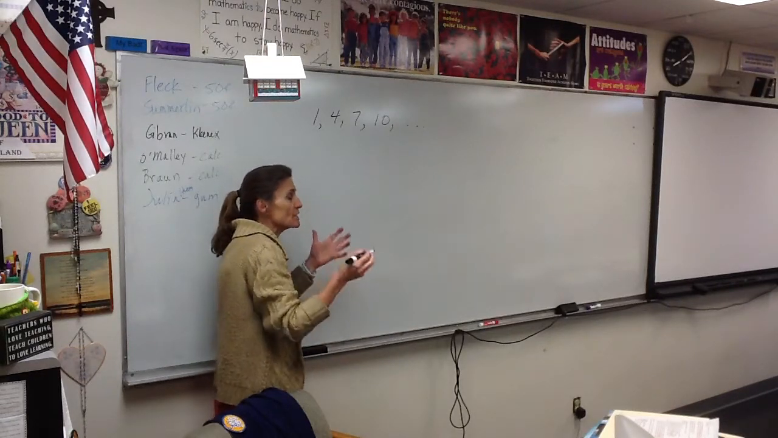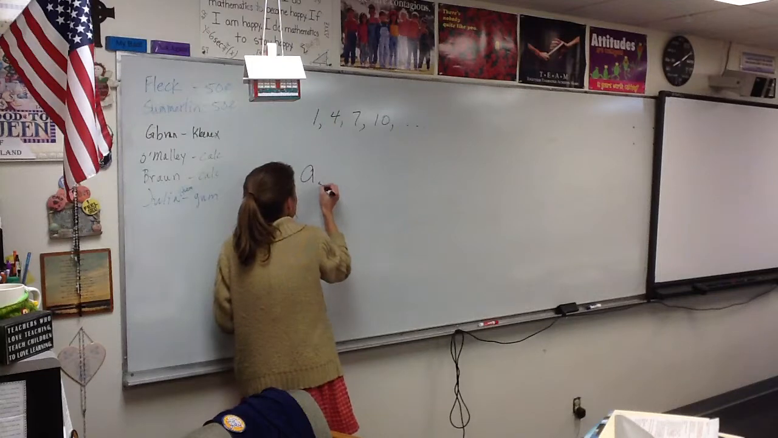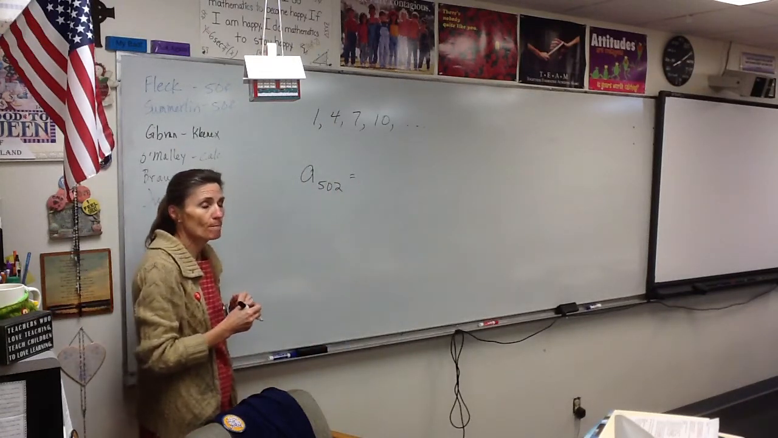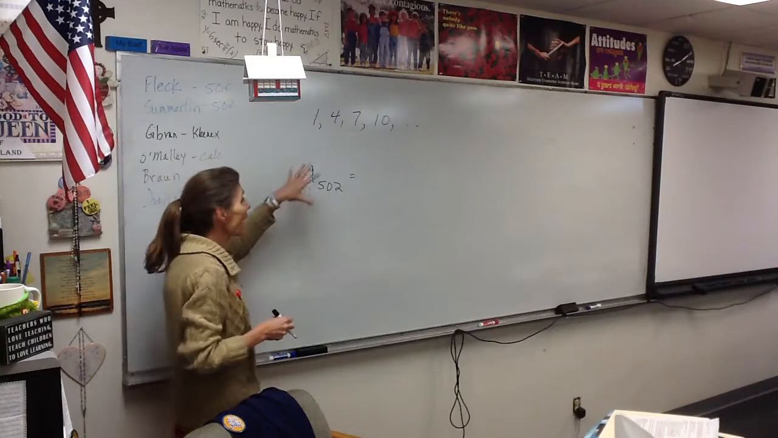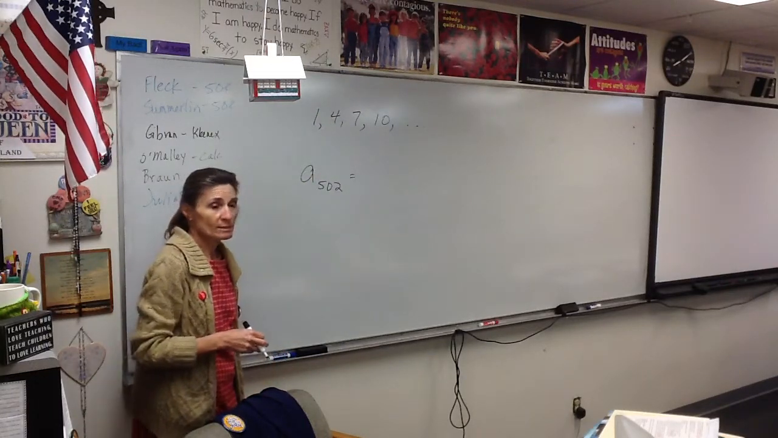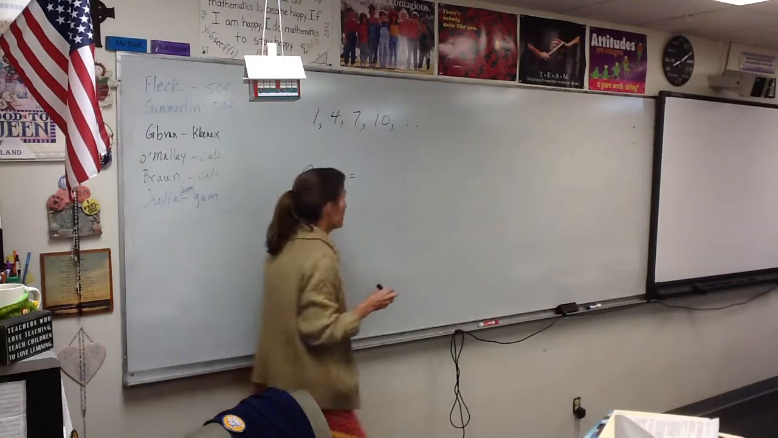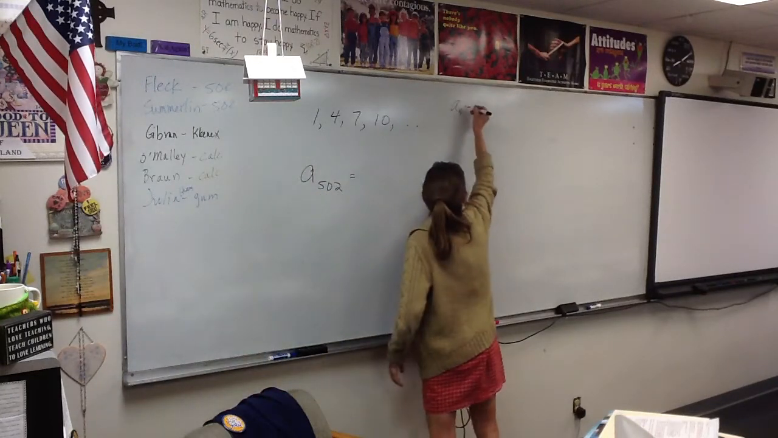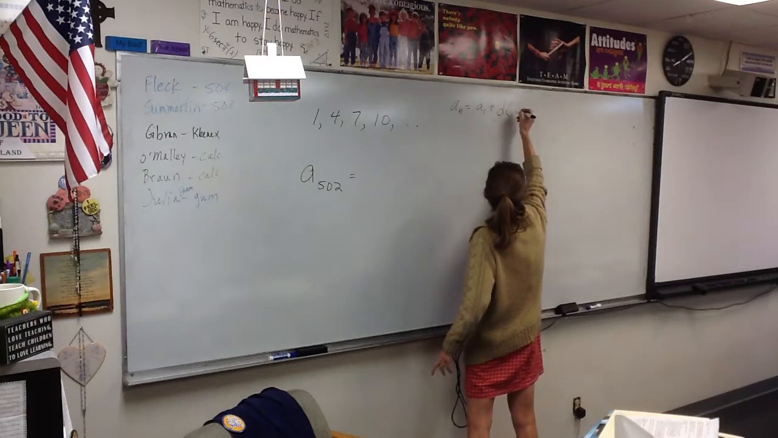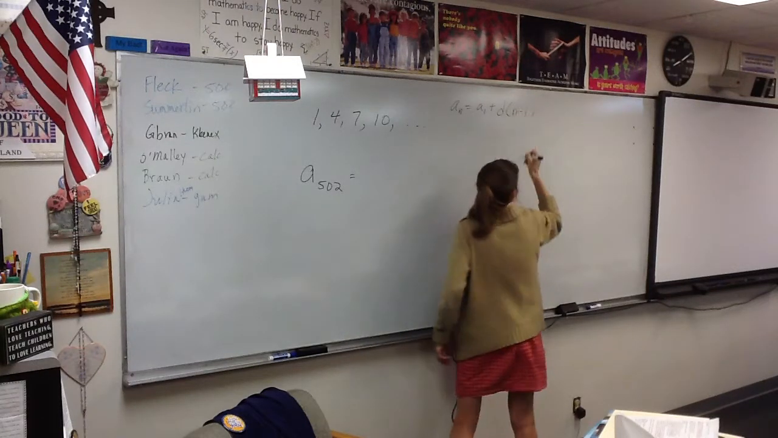I don't know why, I just need to know that. So the notation would be A sub 502, that's the 502nd term. And we had a formula for that, remember? Does anybody remember the formula? First term plus, in general, the common difference. The first term plus common difference times n minus 1.